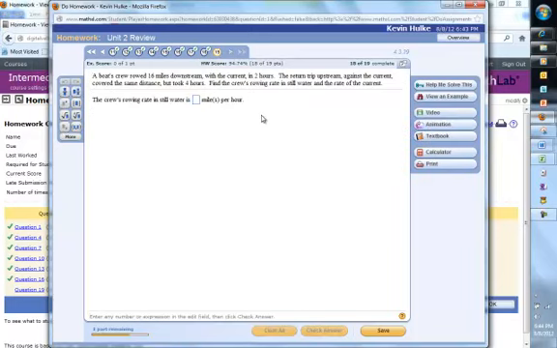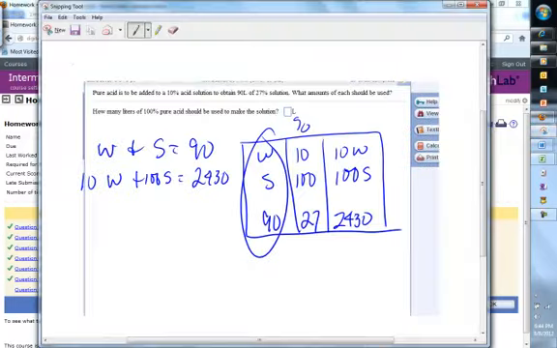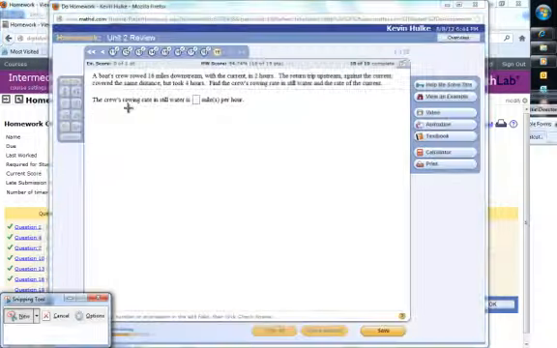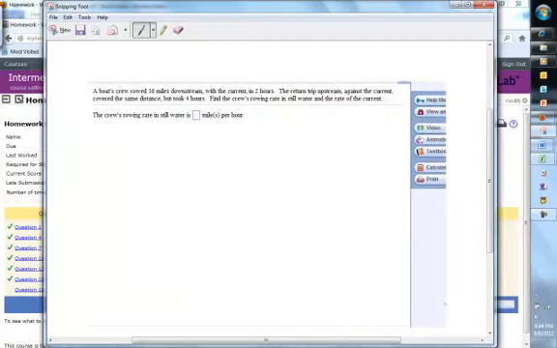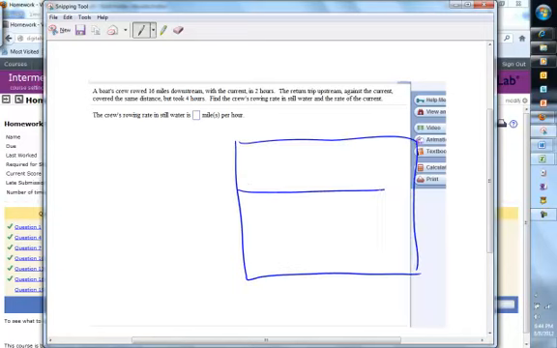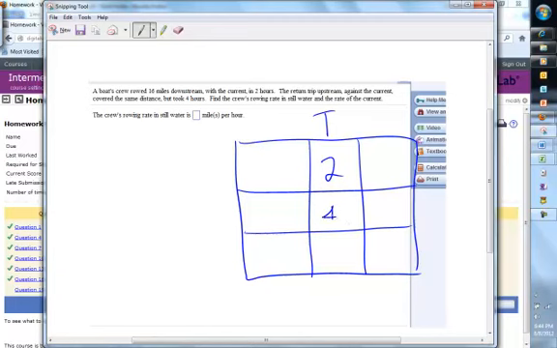Last one. A boat crew rowed 16 miles downstream with the current in 2 hours. Time is 2 hours. The return trip upstream against the current took 4 hours. Find the cruise speed rowing in still water.